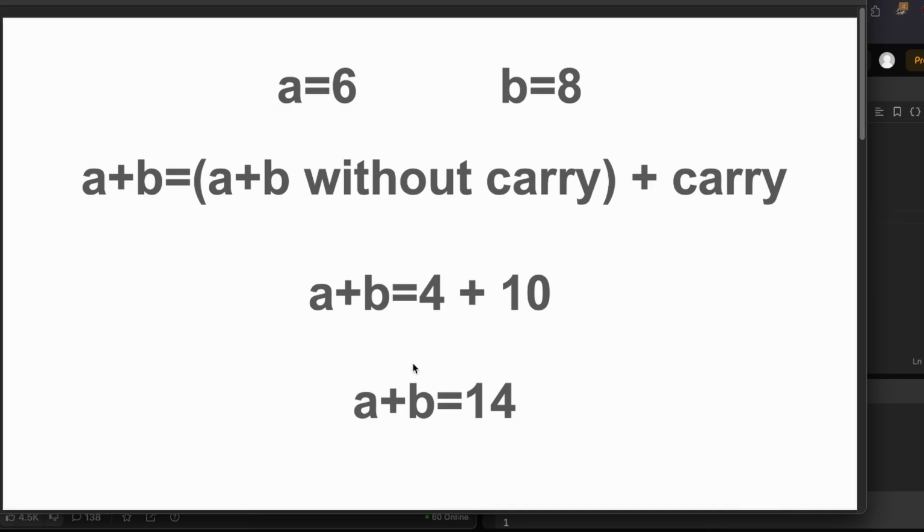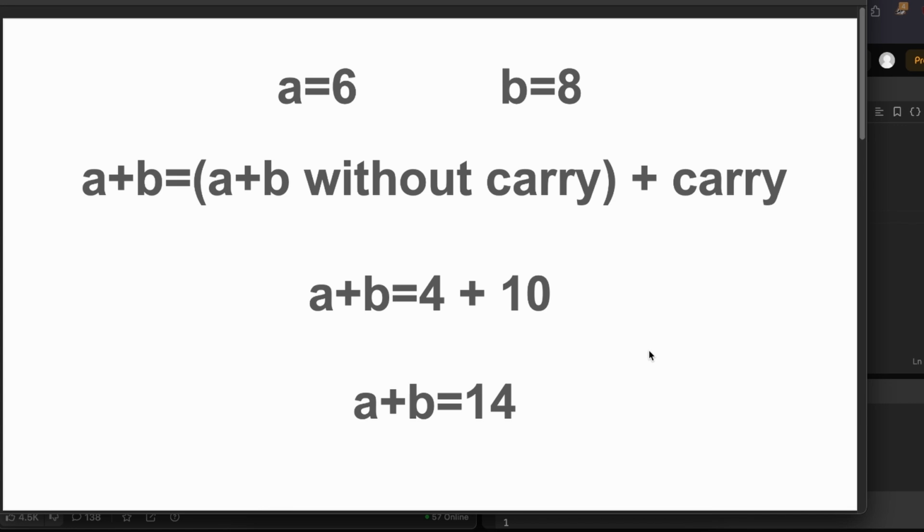I prepared a couple of slides to understand this. So how do we do this? The idea comes from this. If you add two numbers, the addition of these two numbers is the same as a plus b without carry plus carry. So as an example here, we have 6 plus 8, and 6 plus 8 without carry is 4, because 6 plus 8 is 14, and then that 10 being the carry, without carry is 4, and the carry is, like we said, 10. And so a plus b becomes 4 plus 10, and therefore a plus b is 14.